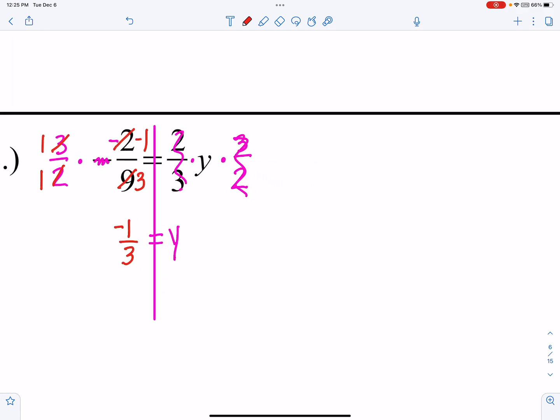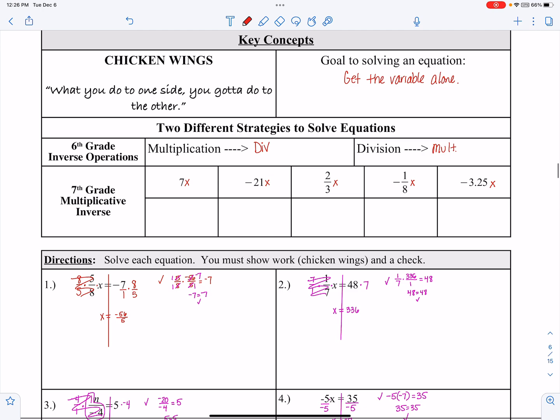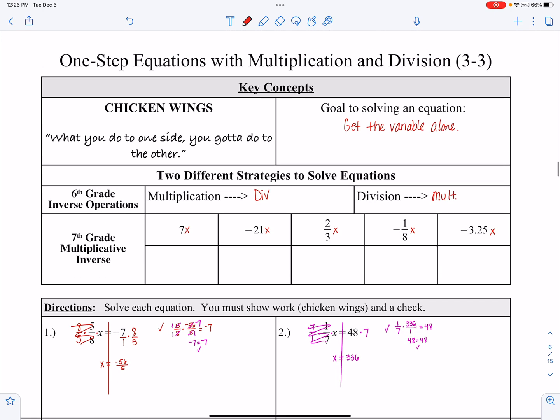I'm going to go ahead and substitute for y. So I need to rewrite exactly. I have a negative 2/9 equals 2/3 times negative 1/3. And when we multiply straight across, I end up with negative 2/9 equals negative 2/9. Okay, and this checks out. All right, so that is it for multiplying and dividing.